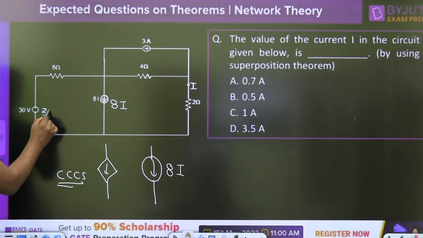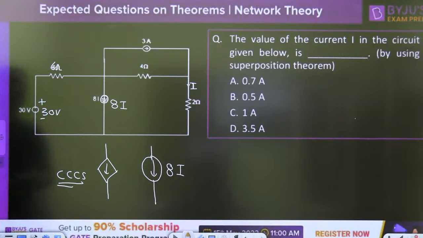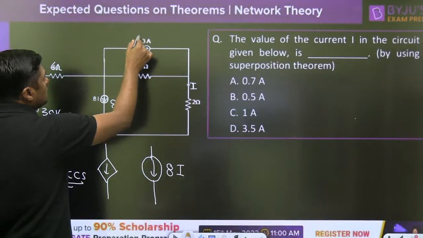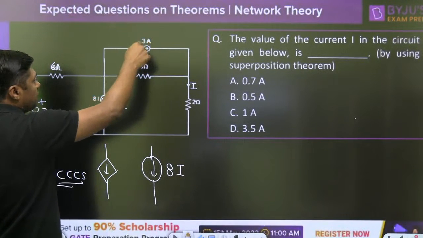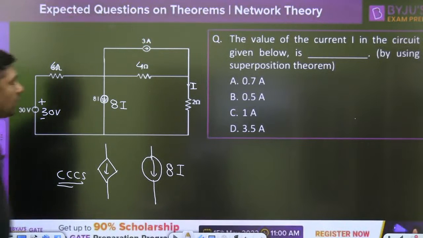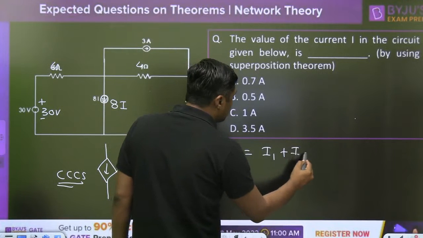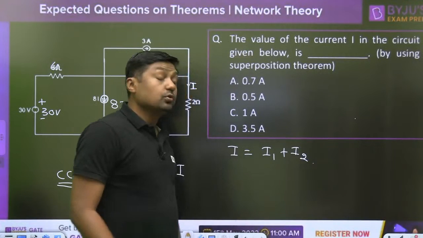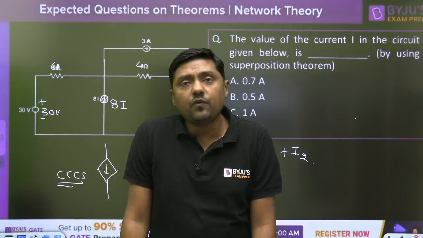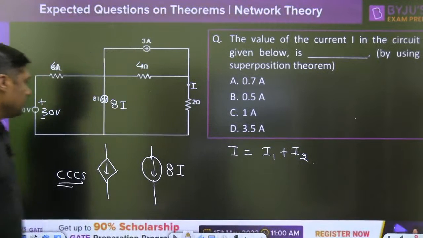This is a 30 volt battery. This is the 6 ohm resistor, 4 ohm resistor. Now you can convert this 3 ampere and 4 ohm into what? Voltage source, and this I is equal to I1 plus I2 according to the superposition theorem. So first of all give me the value of I1, and then give me the value of I2, and then find the value of total I, and that is called the superposition theorem.